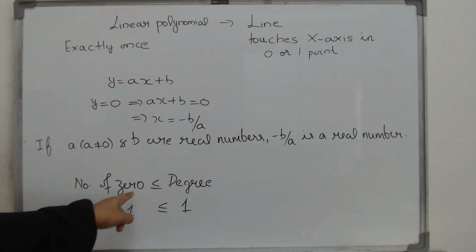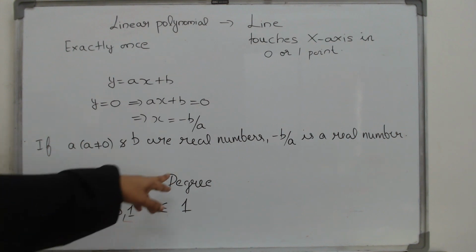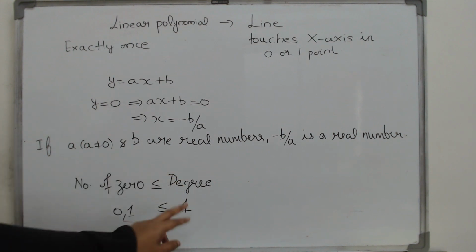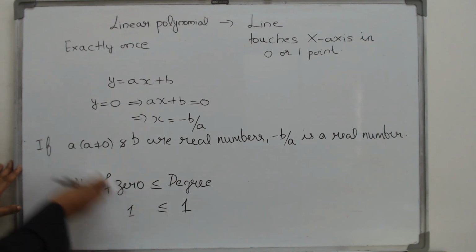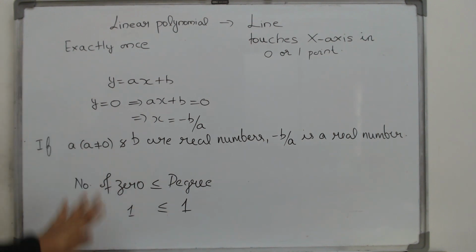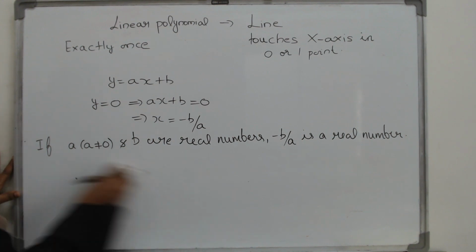Because we know that the number of zeros of a polynomial is less than or equal to the degree of the polynomial. So if the degree is 1, you would think that 0 and 1 are both options. But no, 0 is never an option. It is 1 and exactly 1. Why is that? Let me explain to you.